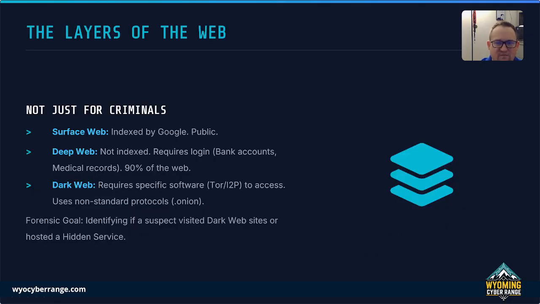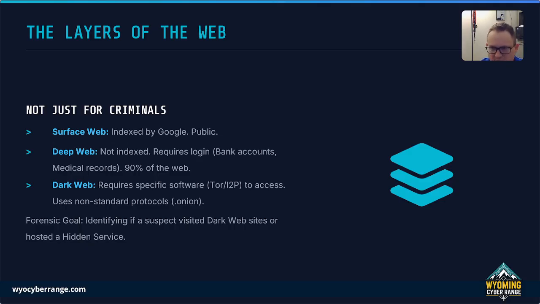Now, before we investigate, we must define the environment. The internet is divided into three different layers. The surface web is indexed by search engines like Google, and these are anything that's entirely public. The deep web makes up about 90% of the internet. It's not indexed, and it requires authentication. These could be things like your bank portal or medical records.